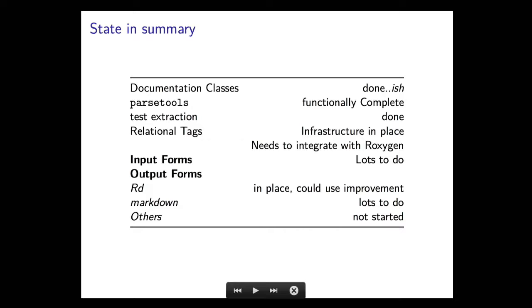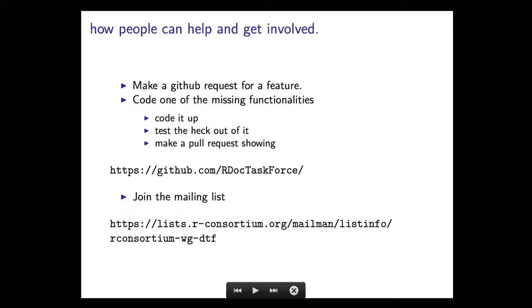So input forms, still lots to do. R Oxygen, HTML, XML, the RD translator, all needs to happen. But all the coding, you can code a documentation object and you're good. So the output forms, putting into RD is there, but I'm sure there will always be polish that can be added to it. Markdown still has the structure there, still lots to do. Others we haven't started yet.